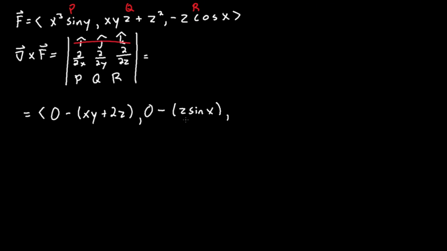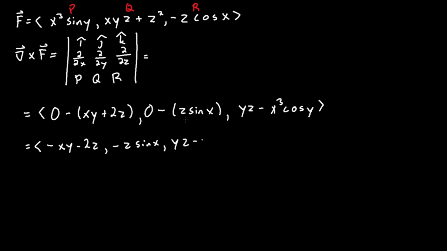And then lastly, we're solving for the z component of your curl vector. So you cross off this row and this column, and we find the x partial of q. So the x partial of q is yz, minus the y partial of p, sorry. So that's x cubed cosine of y. And if you were to simplify all this, you get negative xy minus 2z, comma, negative z sine x, comma, yz minus x cubed cosine of y.